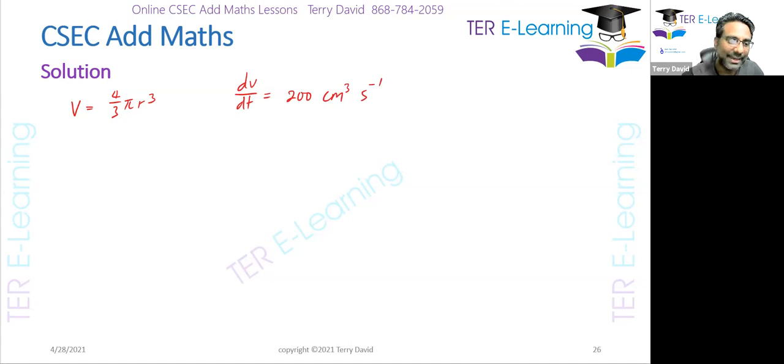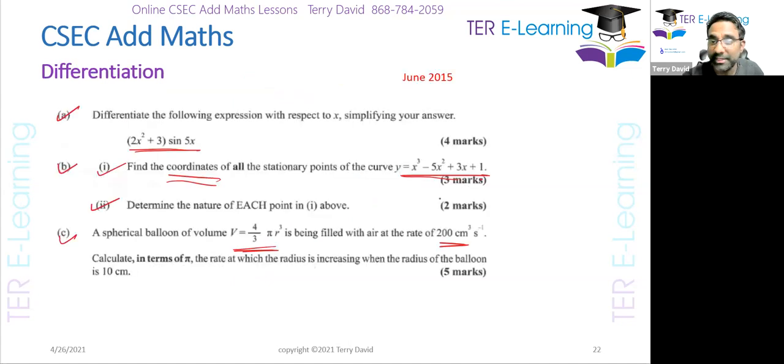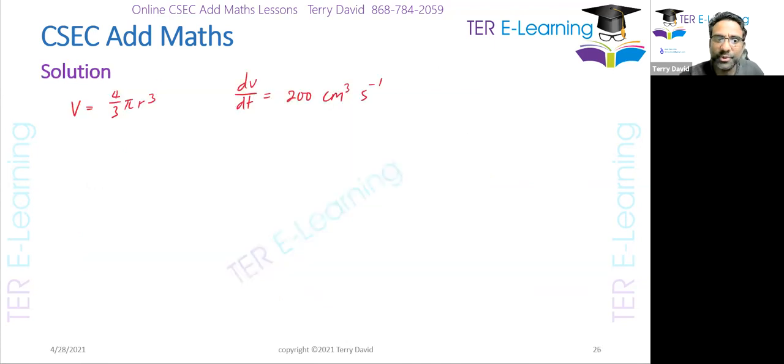So you have to be able to extract information like this from the exam question. This number here is my rate of increase of volume, that's dV/dt. Now they said calculate in terms of pi the rate at which the radius is increasing. So what the question is asking us for is dr/dt. And they told us that r is equal to 10 at that point.